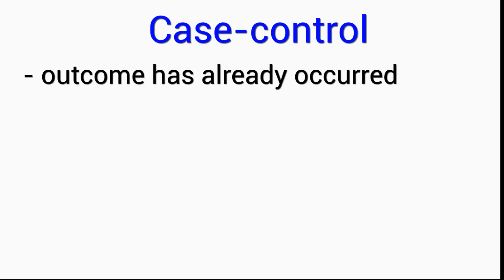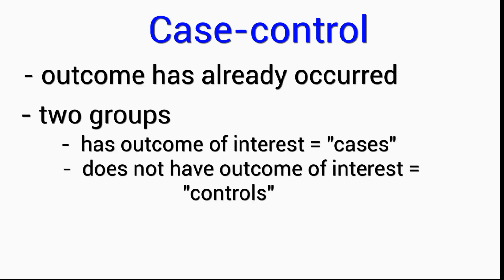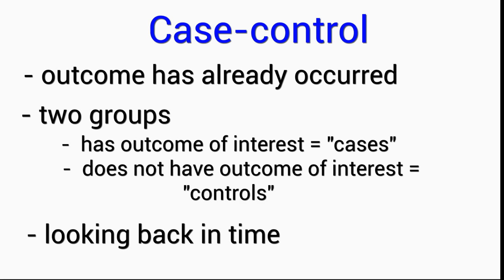So this would be a cohort study, and this is different from a case control study because in case control studies, the outcome has already happened. So what we have is two groups, one with the outcome of interest and one without the outcome of interest. And then we're going to be looking back in time for each group to see if they were exposed.